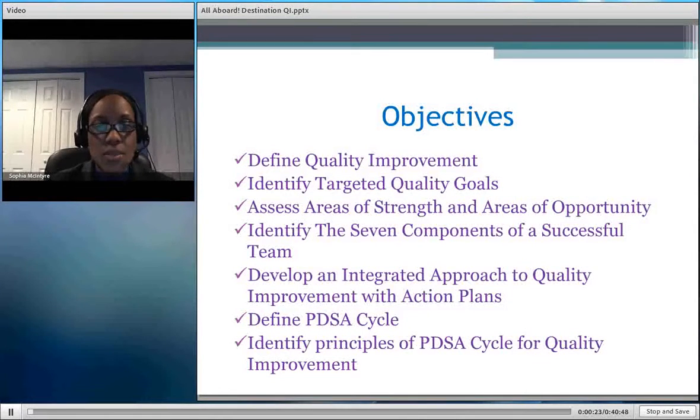The objectives for today's lecture include the definition of quality improvement, identify targeted quality goals, assess areas of strength and areas of opportunity, identify the 7 components of a successful team, develop an integrated approach to quality improvement with action plans, define PDSA Cycle, and then identify principles of PDSA Cycle for quality improvement.